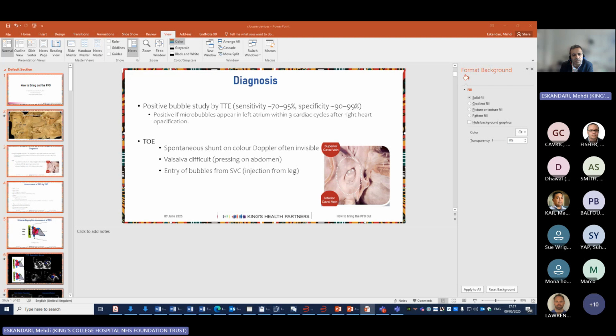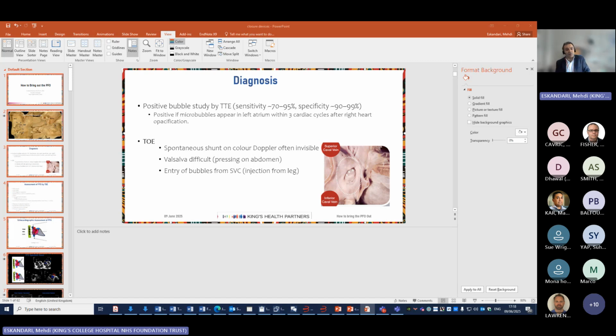But if you want to do the bubble contrast study by TOE, it's good practice to do it from the leg because of the direction of the inferior vena cava, which is essentially towards the fossa ovalis, and pressing on the abdomen will replicate a type of Valsalva maneuver. But you often get the diagnosis right by bubble study, and TOE is more for planning the actual procedure.